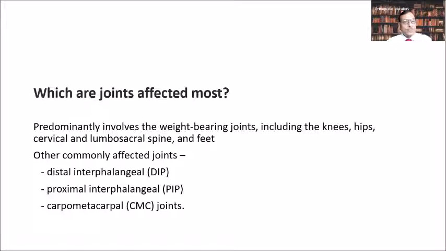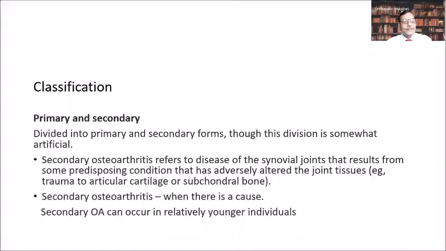The joints affected most are predominantly weight-bearing joints, which include the knee, hips, and spine. There may be other non-weight bearing joints which may be affected, and these are the distal interphalangeal joint, proximal interphalangeal joint, and carpometacarpal joints. The classification is very simple. It is either primary or secondary.